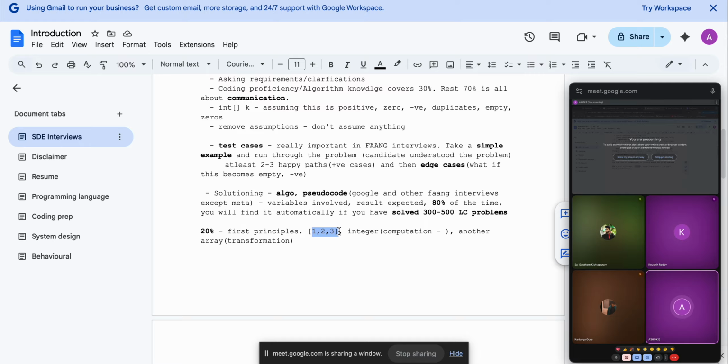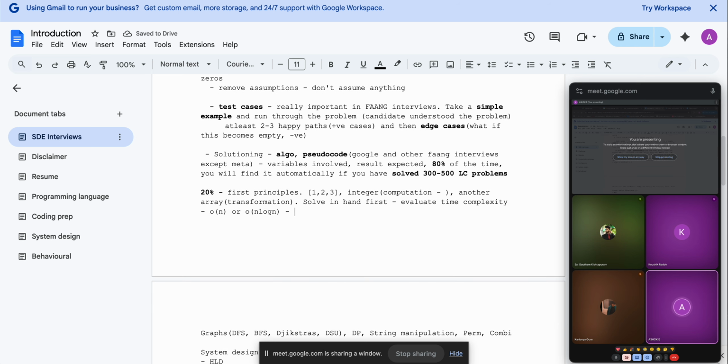So forget about programming, forget about computer logic. If you are doing it on paper and pen, how will you approach this problem? You need to solve it by hand first. If you complete this, evaluate the time complexity. If it is O(n) or O(n log n), then it means that you have arrived at the efficient solution. You can start converting it to pseudocode and then the actual code.